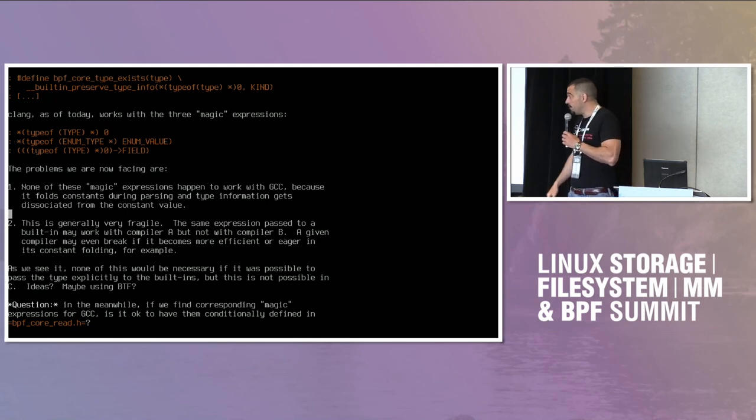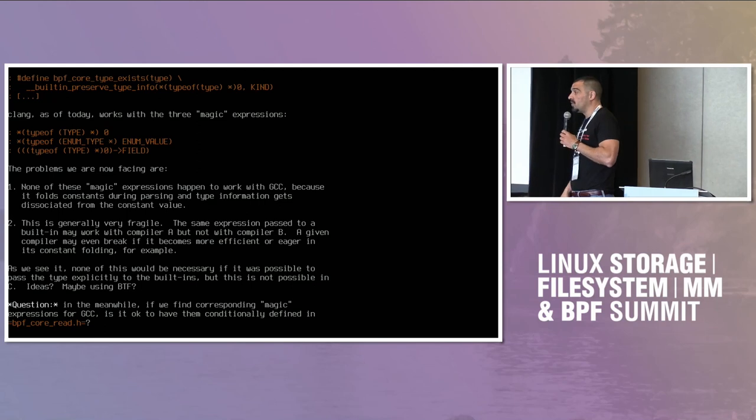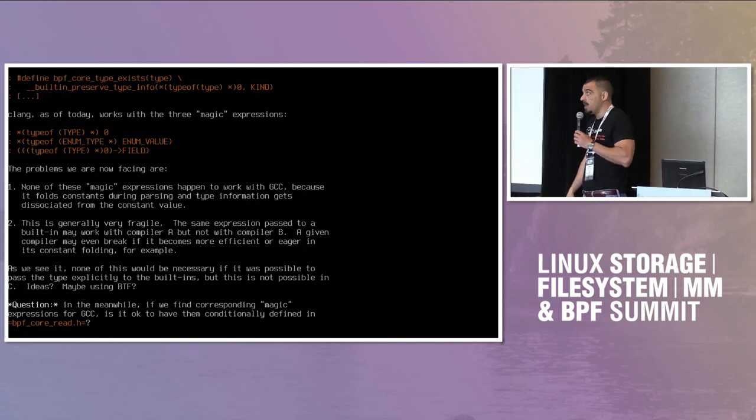So those are the two different problems we wanted to discuss a little bit with you. The first one is, we are actually working now in GCC, so we can inhibit the constant folding in the parser. And that's another interesting thing that links with what you were saying before.